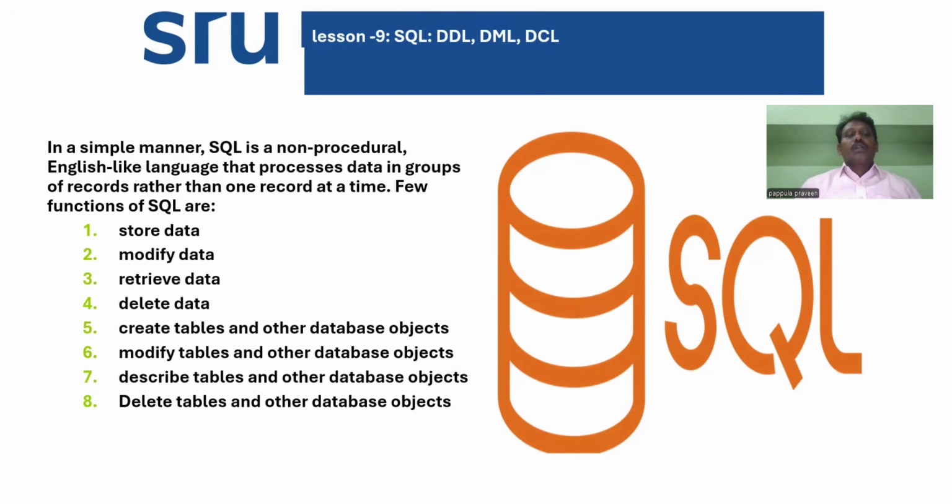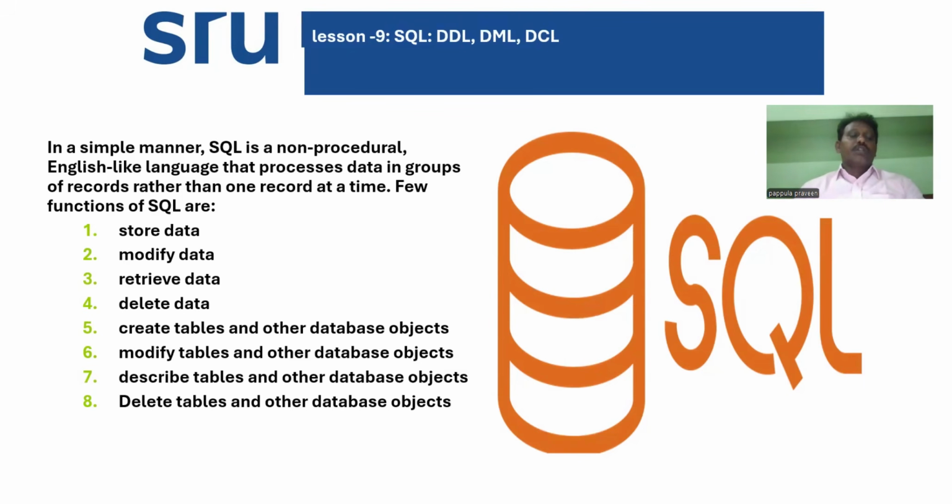Now, store data. How can we store the data? First of all, we have to create a physical schema by using the create table command. It means we create a table with some attributes. Based on these attributes we have to insert data into the table by using the insert command. And next, sometimes we have to modify the data.